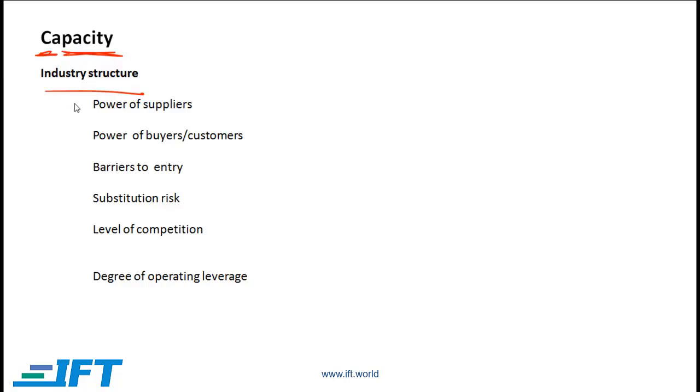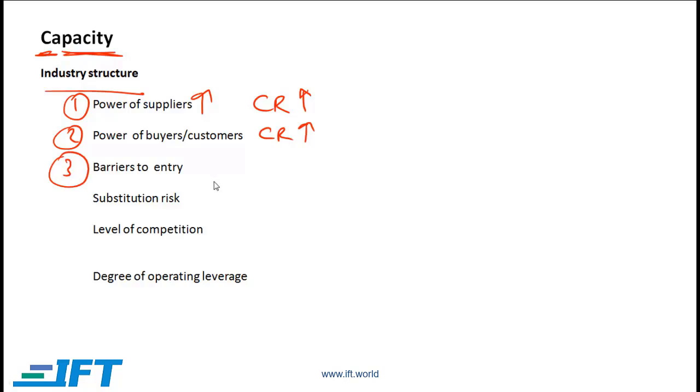So as a quick recap, we need to look at power of suppliers. In an industry where the supplier power is high, maybe there are a few very strong suppliers, then the credit risk of that industry is relatively high because the suppliers can squeeze this industry. 2, the power of buyers or customers, and again, if there are a few strong buyers, then they can squeeze the companies in the industry, and that again increases credit risk.